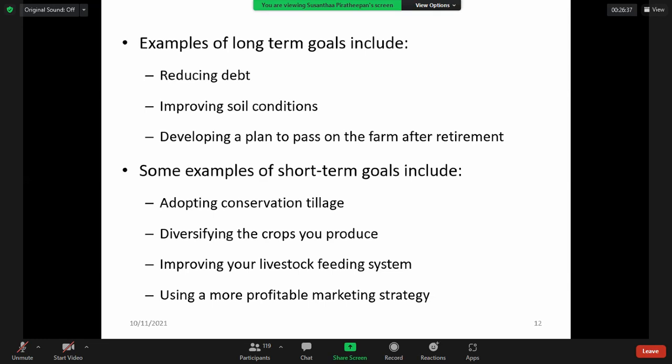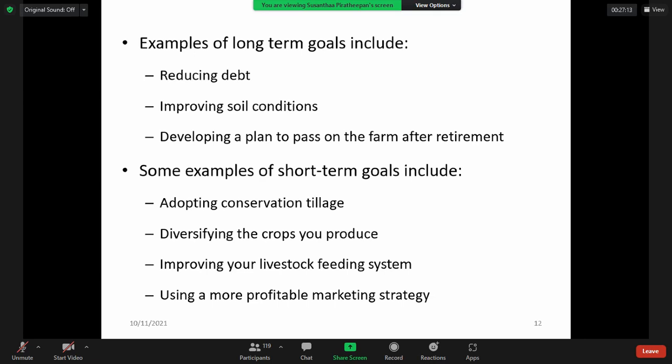So usually the major long-term goals are reducing expenses, improving the soil condition, and developing a plan to pass on the farm after retirement. So these are the three major things we usually have in the long-term goals. The first thing, when anyone has a farm, is that we want to reduce the expenses and get more profit.